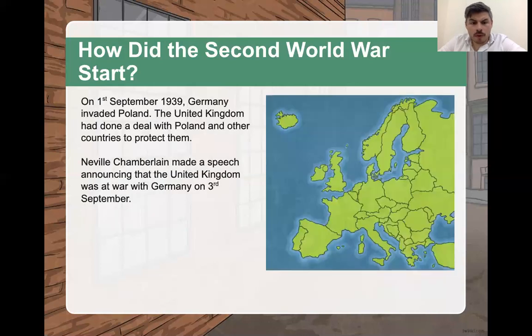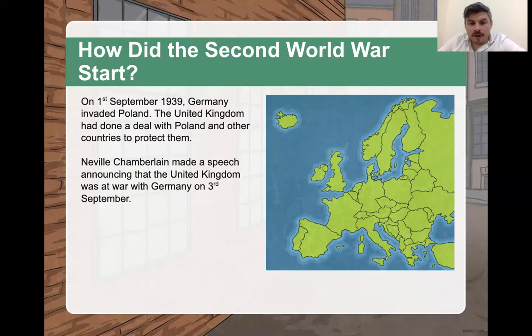Okay, so we're going to move to the final points. So what happened? Again, we're going to be looking at this in more detail with the book and with some reading that you're going to do. But after the promise of no more invasions, on 1st of September 1939, Germany invaded Poland. UK had a deal with Poland and other countries to protect them.